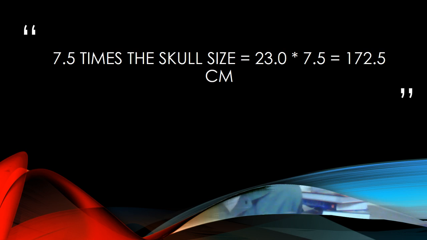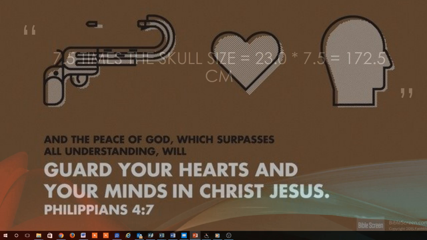Okay? Now, the book goes on to tell you that artists, when they're drawing adults, do not use 7, they use 7.5. So if we were going to estimate this person's height again, we would say 7.5 times the 23 centimeters of the skull gives me 172.5 centimeters.